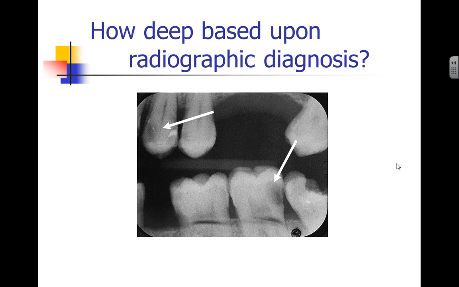Whether we'll need any liners or bases as part of our restoration, those determinations will be made. Keep in mind that when we see deep caries, we're going to be assessing pulpal vitality, getting the patient's history, so we can understand where we're going when we're doing our preparation and our treatment.